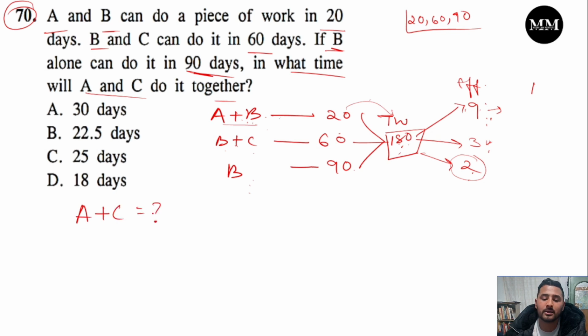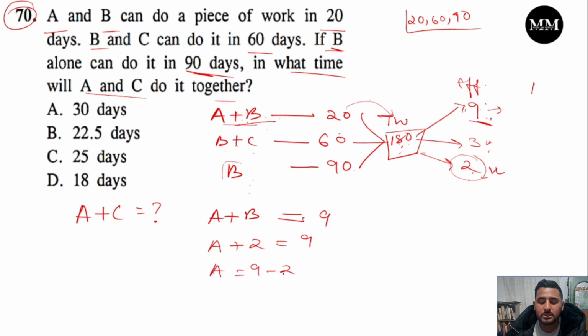To find this one, we have to find the efficiency of A and C. B we already know, B is 2. So just put the value of B in A plus B, which is 9. You can see here I'm taking A plus B equal to 9. So put the value of B. A we don't know, we have to find it. B is 2, so A plus 2 equals 9. So A will be equal to, bring this 2 to the other side, it will be minus 2. So the efficiency of A will be 9 minus 2, which is 7.